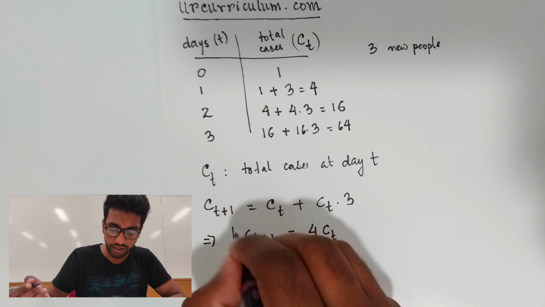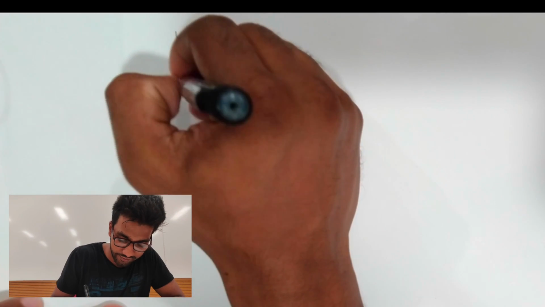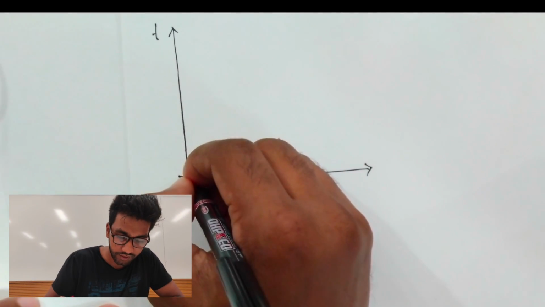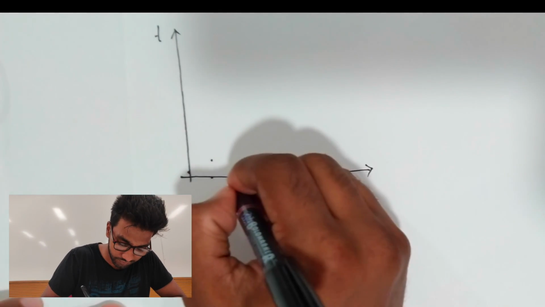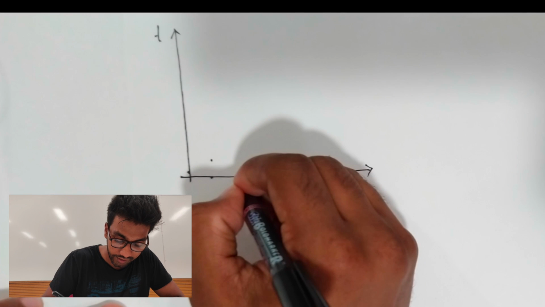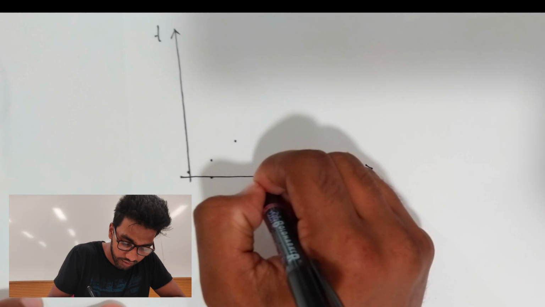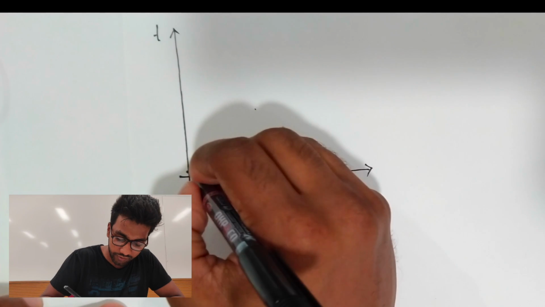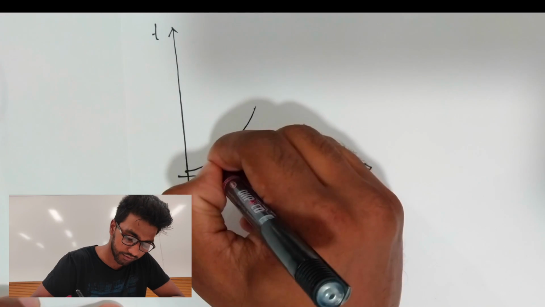And now, let's quickly try to plot this in a graph and see how it looks. So we have the number of days, which is T, on the x-axis, and CT on the y-axis. At day 0, the number of cases is 1. At day 1, the number of cases is 4. At day 2, the number of cases is 16. And at day 3, it's 64. So if you try to join these points on the plane, it will look something like this.